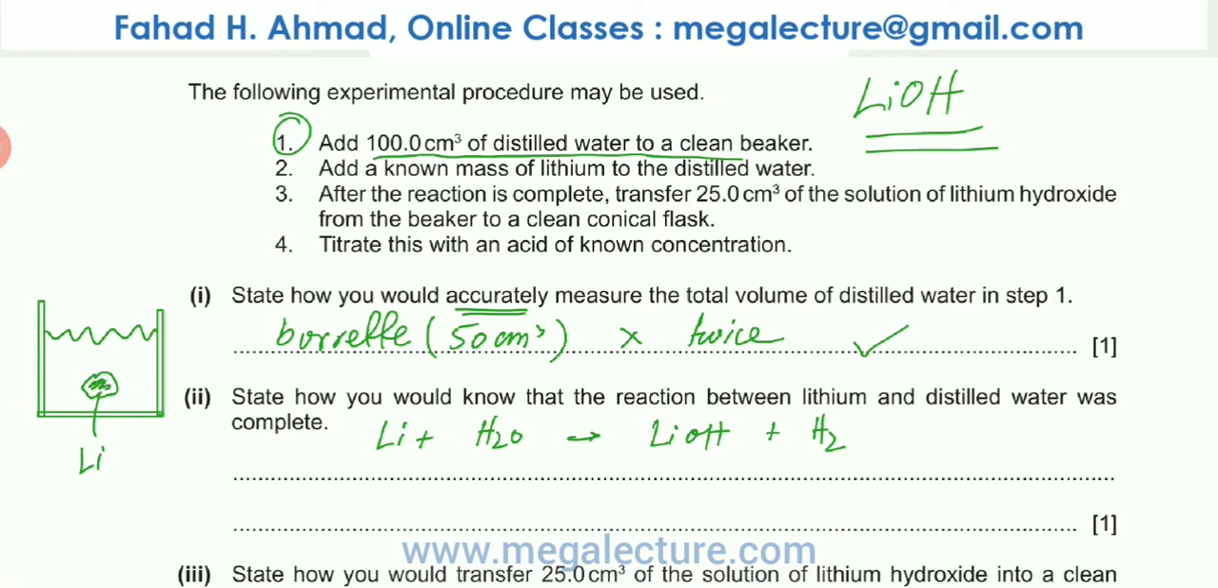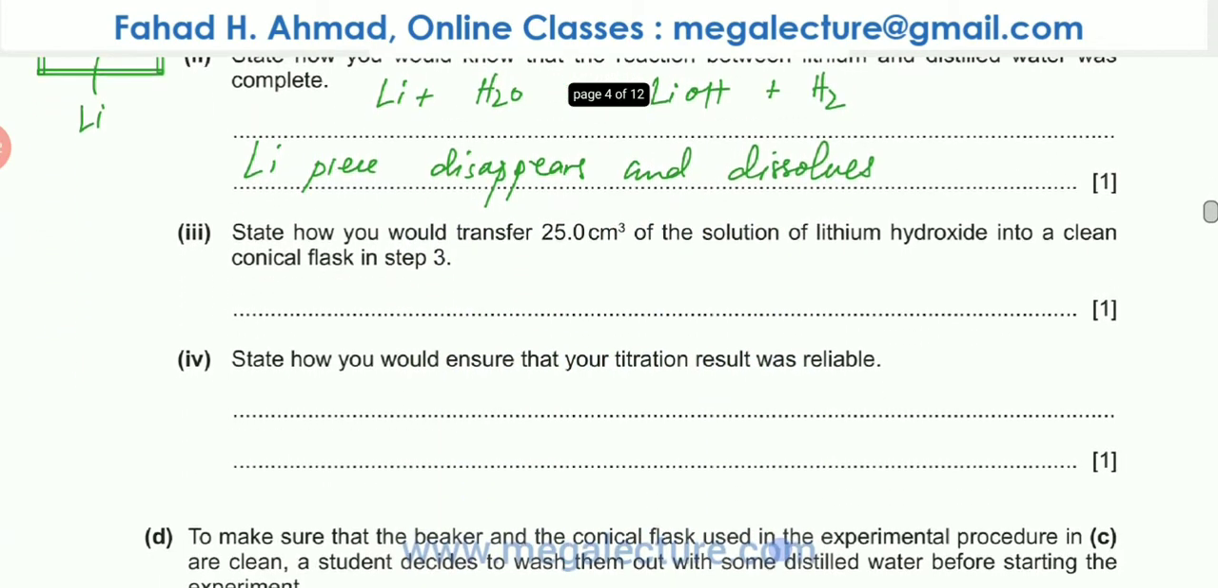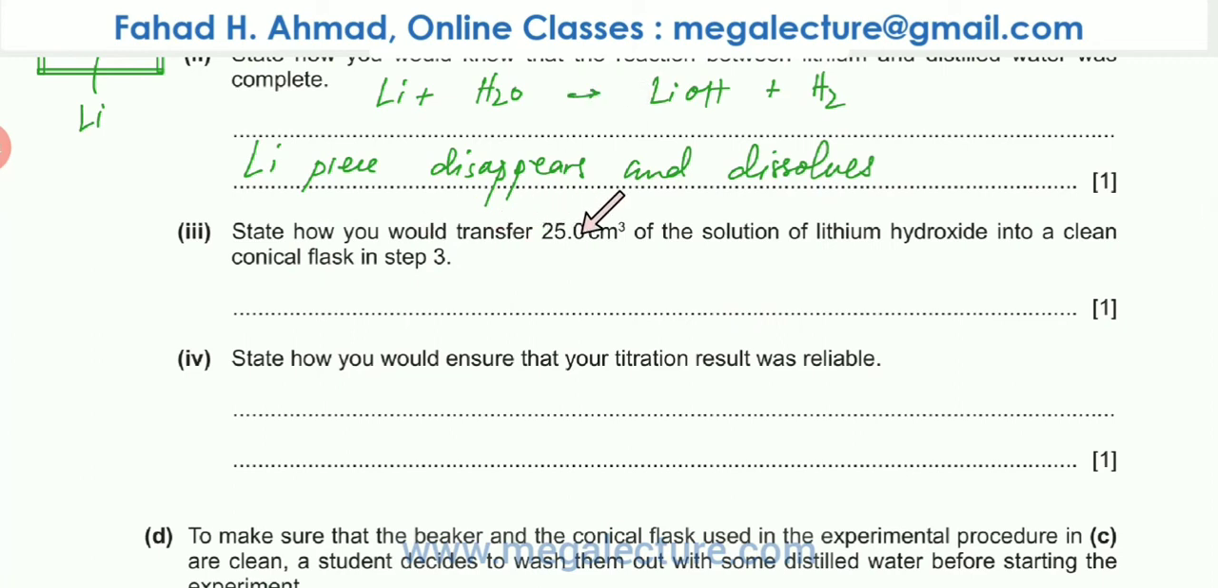The first thing is this piece of lithium would eventually react, dissolve and disappear completely. So the piece of lithium disappears completely and dissolves. That is one way you can figure out that the reaction has completely stopped and the reaction is complete.